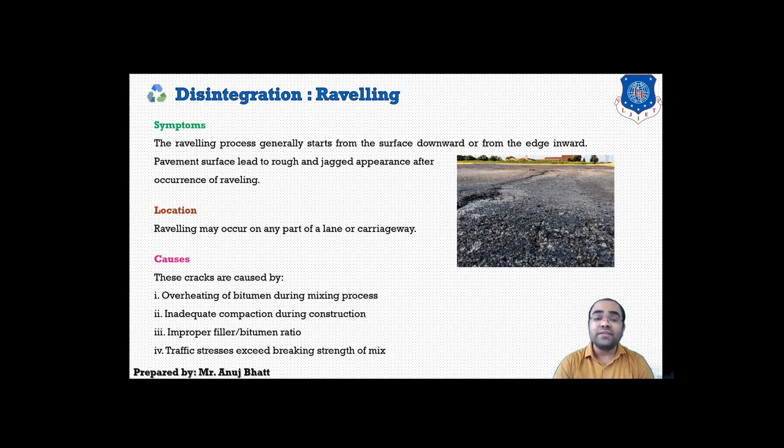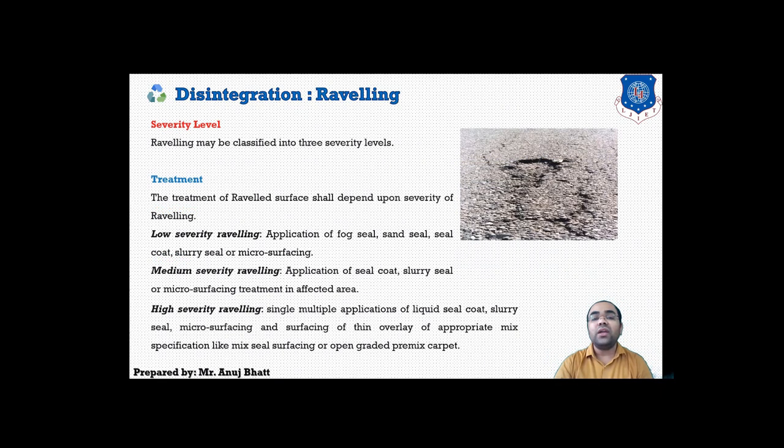If we talk about the causes: overheating of bitumen, inadequate compaction during construction, improper filler materials, inadequate bituminous content in the mix, traffic stress and overloading. So these are the causes of ravelling. While talking about the severity level, ravelling may be classified into three categories: low, medium and high severity. The low severity is when some loss of fines is associated with the initial stage of binder.